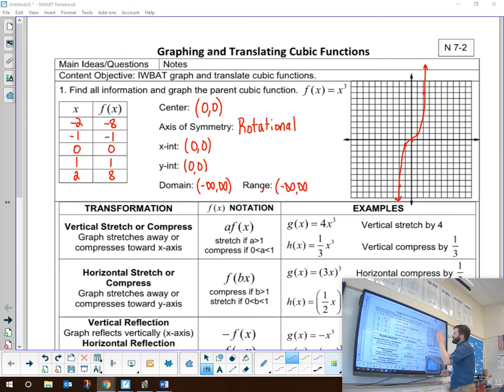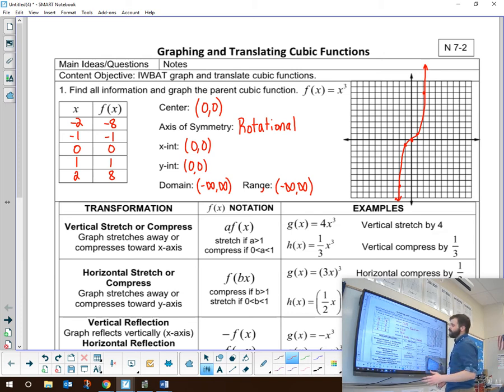And we're going to be using a center instead of a vertex. My axis of symmetry is rotational instead of a line. Okay, there's no axis. It's just going to, if we twisted it around, it would line back up. We have an x-intercept, a y-intercept as always, and then the great thing about this graph is your domain and range are always going to be all real numbers, negative infinity to positive infinity, because it's going to keep going all the way to the left, all the way to the right, all the way up, all the way down. There's no maximum or minimum.